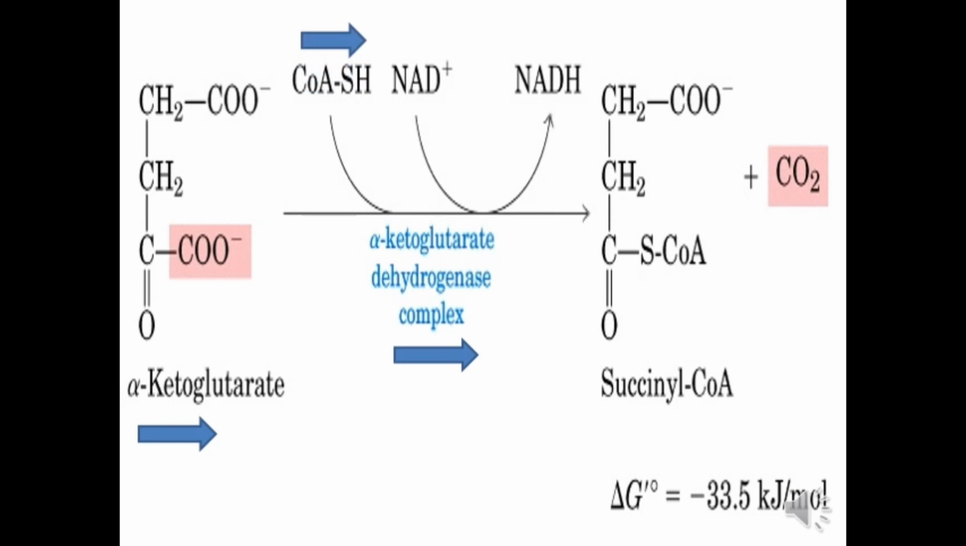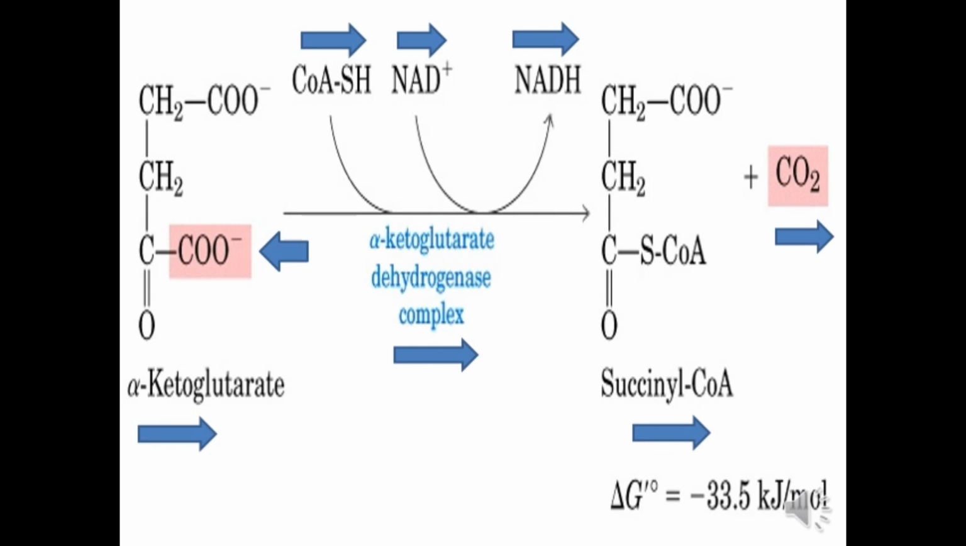In oxidation, the oxidation means removal of hydrogen. This hydrogen from CoA-SH is taken by NAD plus to form NADH. This is the oxidation. Then also the alpha-ketoglutarate undergoes decarboxylation, removal of one carbon atom in the form of carbon dioxide to form succinyl-CoA, which contains 4 carbon atoms.